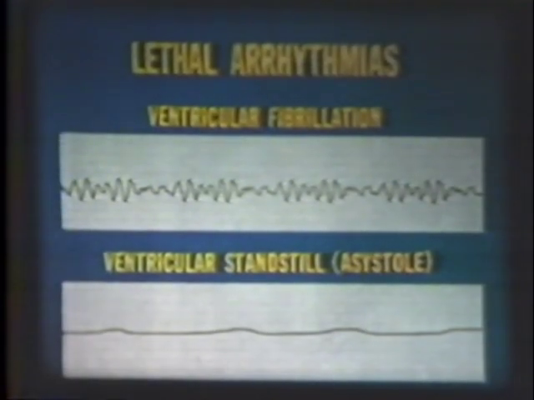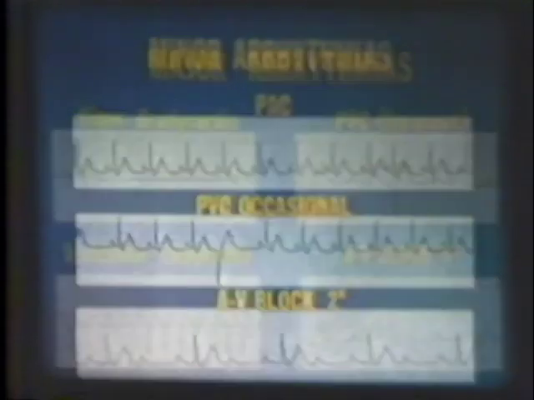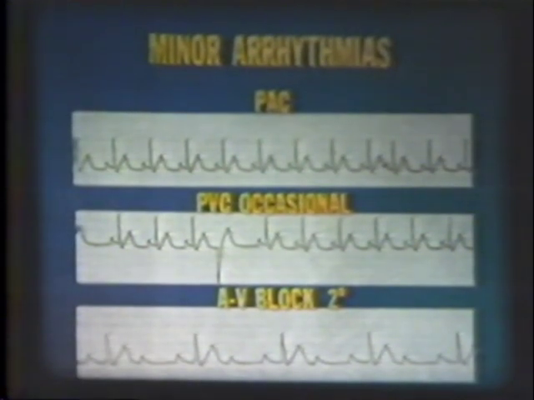In addition to these lethal arrhythmias, advanced life support personnel must have specialized training in the recognition and treatment of various other arrhythmias. These include major arrhythmias such as sinus bradycardia, frequent PVCs, ventricular tachycardia, third-degree AV block, and others. These require immediate attention since they may progress into cardiac arrest. Some arrhythmias are less serious, but they too require prompt recognition and medical attention. They include premature atrial contractions, occasional premature ventricular contractions, second-degree AV block, and numerous others.